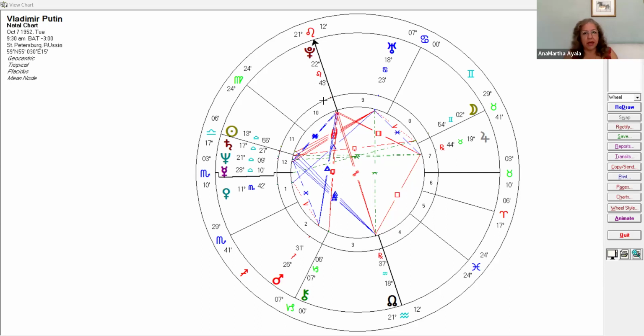So he is a leader that can kill people. He has the moon in Gemini at the second degree, which is the degree of supreme power, in the eighth house.